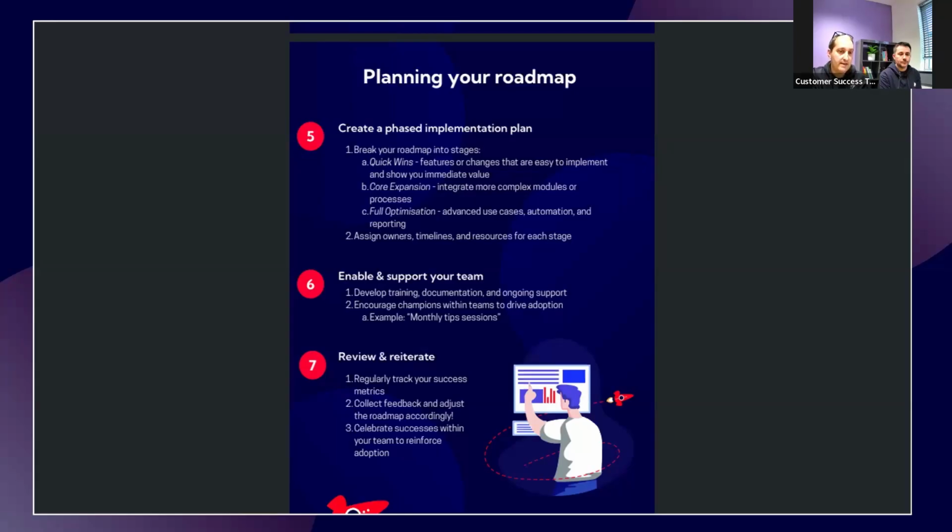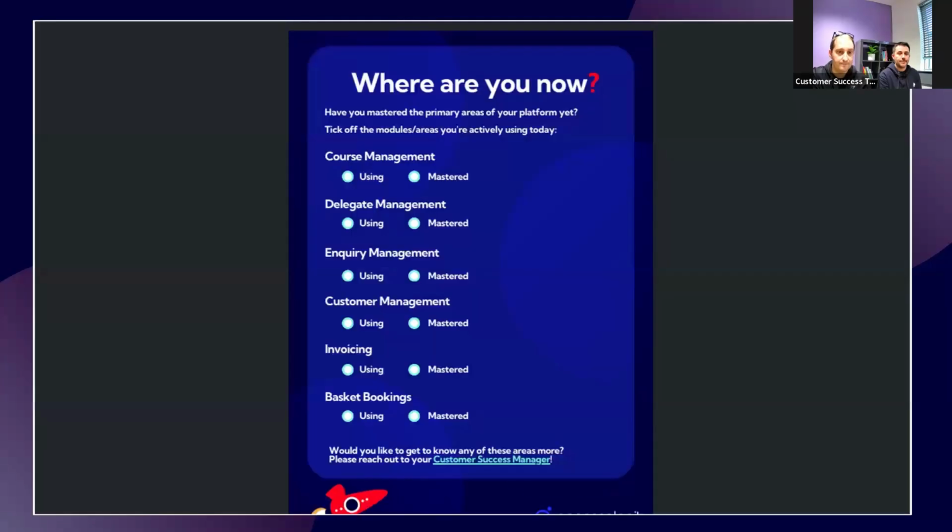And then finally, it's looking at reviewing and reiterating. Regularly track your success metrics. Is it still meeting those metrics? Collect feedback, adjust anything that you need to. And then celebrate the successes too within your team. And ultimately, you've got to the goal that you're looking to get to.